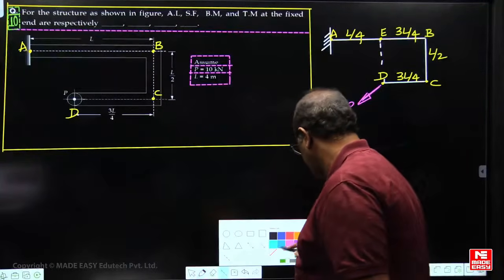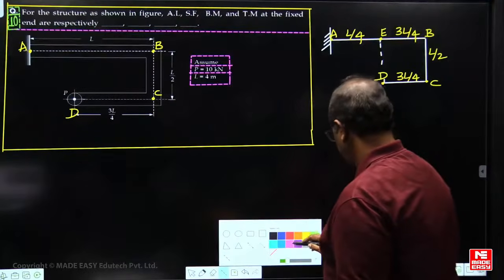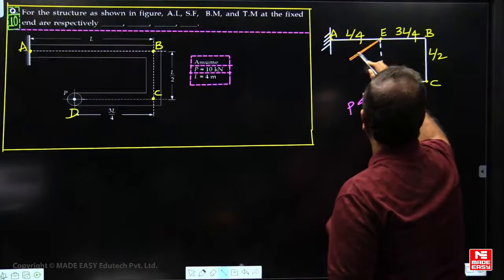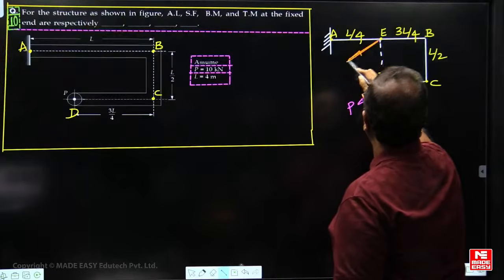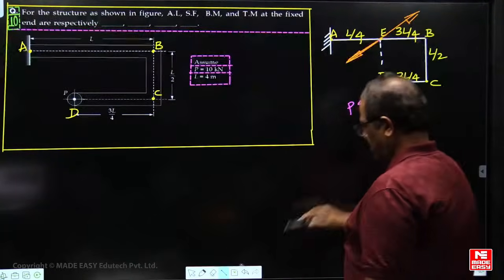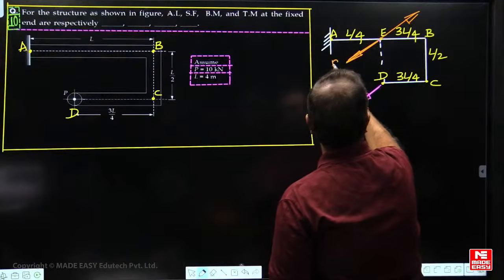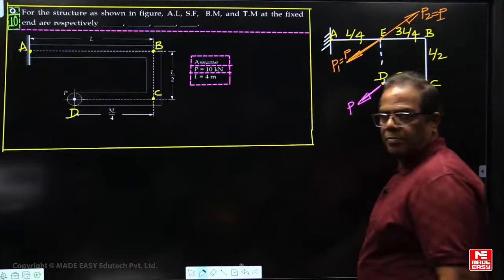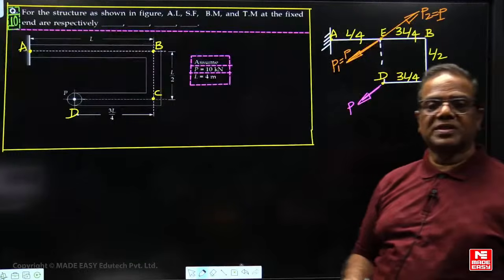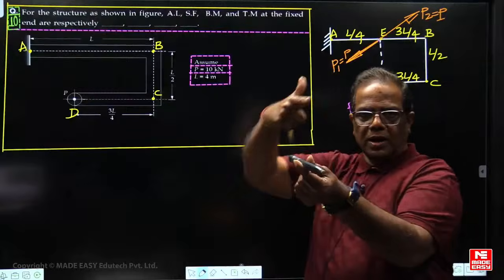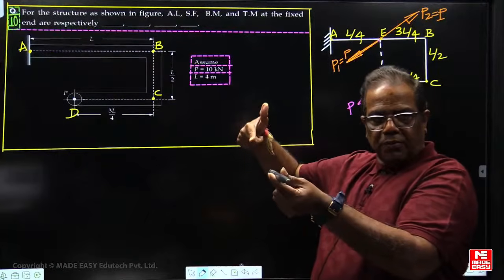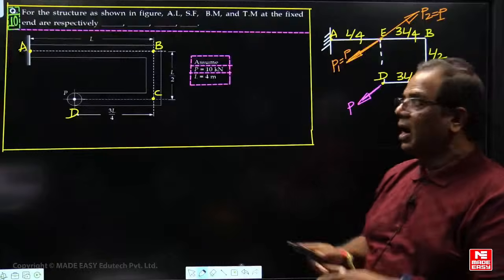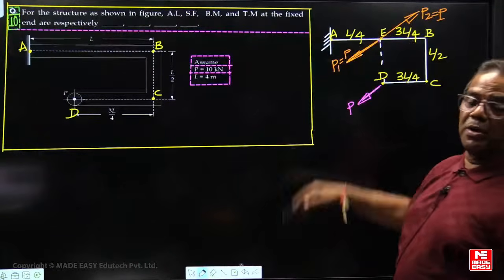Therefore, introduce here P1 equal to P, P2 equal to P. What about P and P2? They will form a twisting couple. P is outward and P2 is inward. The bottom P is outward, and the top P2 is inward. So these two will form a twisting couple in the clockwise direction, and this will become the horizontal transverse shear load. Now draw the free body diagram for AE.